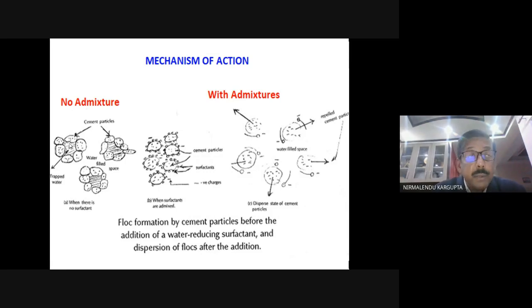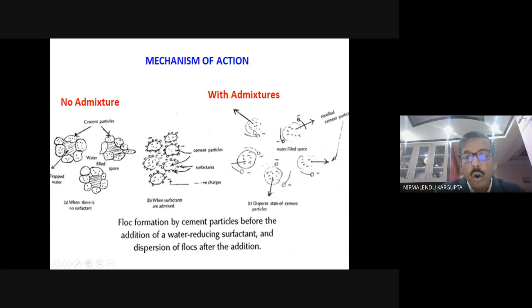Now, what is happening when we put in admixture? These admixtures are adsorbed onto the cement particles, making all the cement particles negatively charged. When all the cement particles become negatively charged, because of the similar charge they start repelling each other. When they repel each other, the entrapped water gets a path to escape. See, here adsorption takes place.